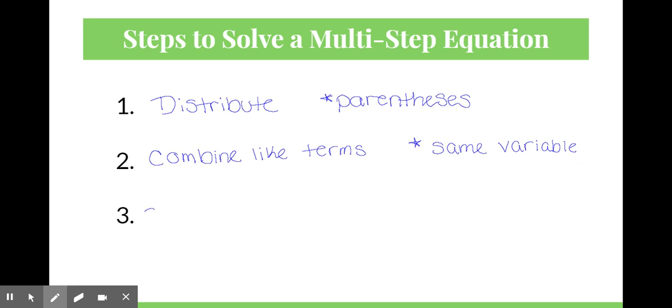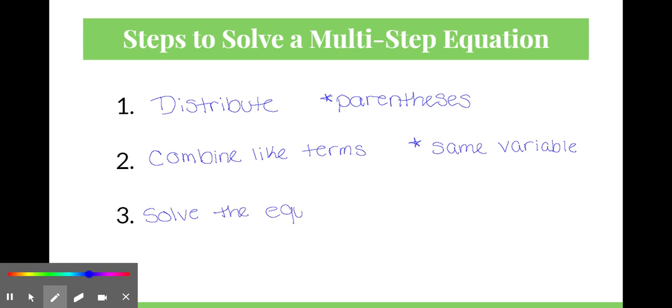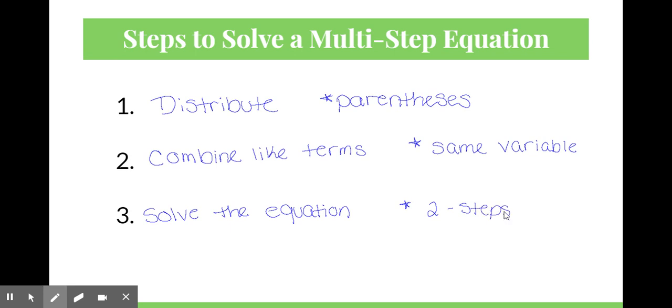And then step 3 is to just solve the equation. And generally that will probably take you 2 steps, where you box off the variable, add or subtract first, and then multiply or divide. So in day 1 of the notes, we talked about distributing. And in day 2 of the notes, we talked about combining like terms. The problems that we solve in day 3 of the notes will have both distributing and combining like terms.